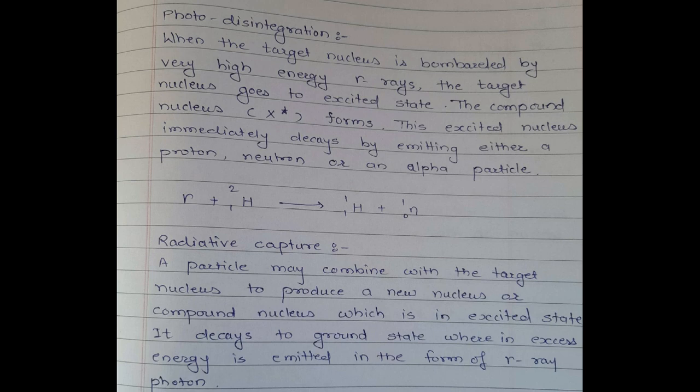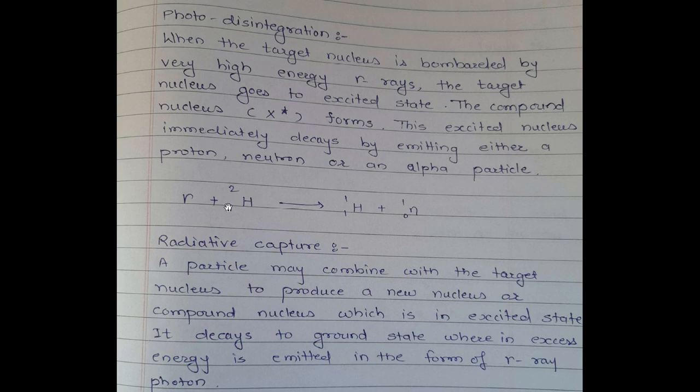Now for this disintegration process, if a high energy gamma ray photon is responsible, right? If the disintegration is caused by bombarding a high energy gamma ray beam on the target nucleus, then we call such disintegration a photo disintegration reaction. The disintegration caused by a high energy gamma ray photon, we call the photo disintegration reaction.